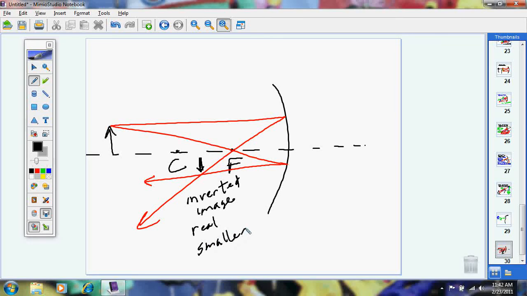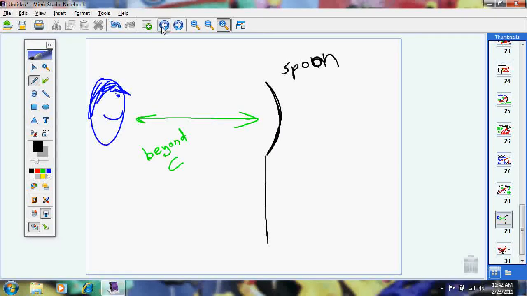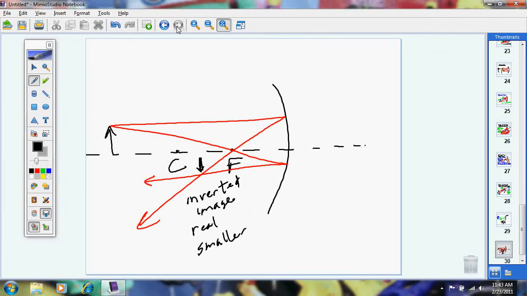So if you go and you look at yourself in a spoon and use the spoon as a mirror, you actually see yourself smaller in the mirror. And you'll see yourself smaller and inverted, because you're looking at this case here.